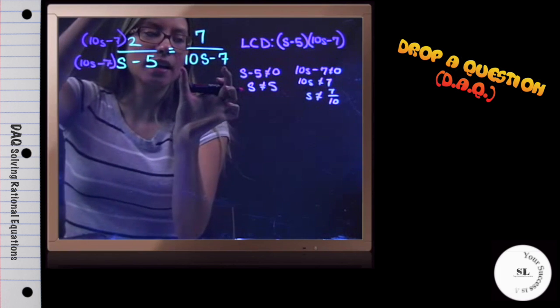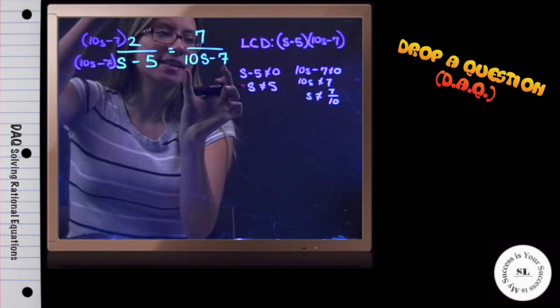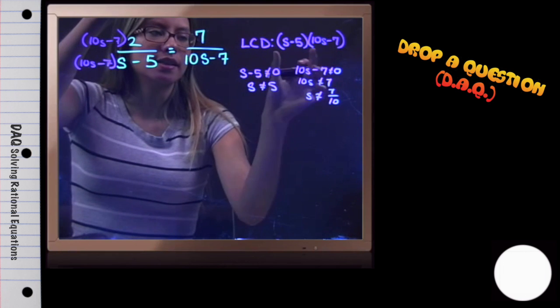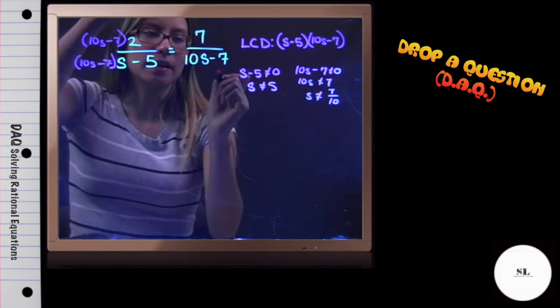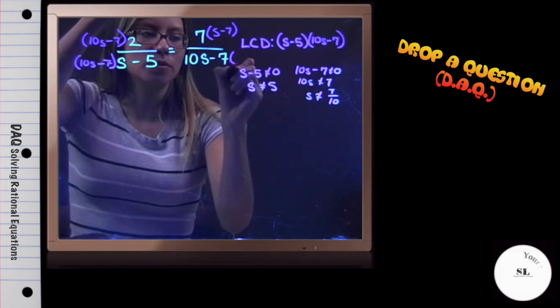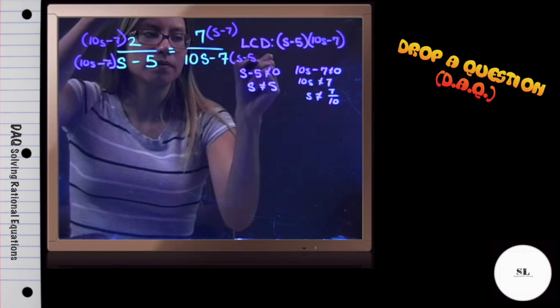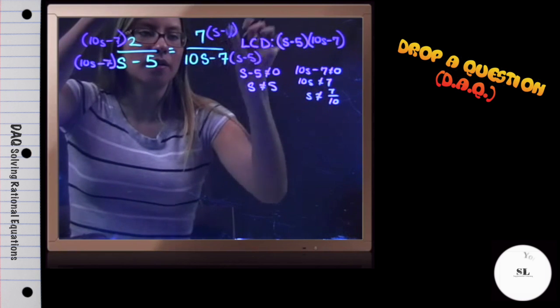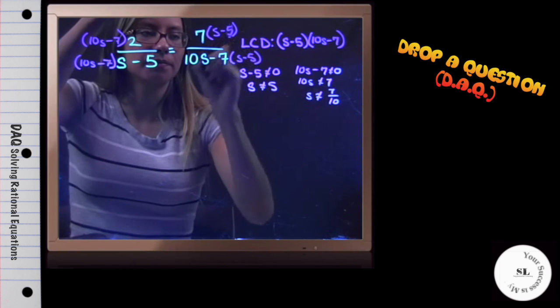And then for the second, I have 10s minus 7, but the LCD says it also needs to have s minus 5. So that group I'm going to multiply to the numerator and denominator. I wrote 7. This should have been a 5.